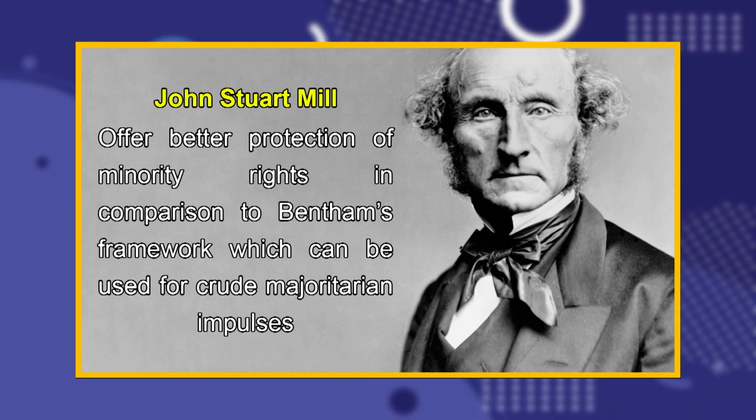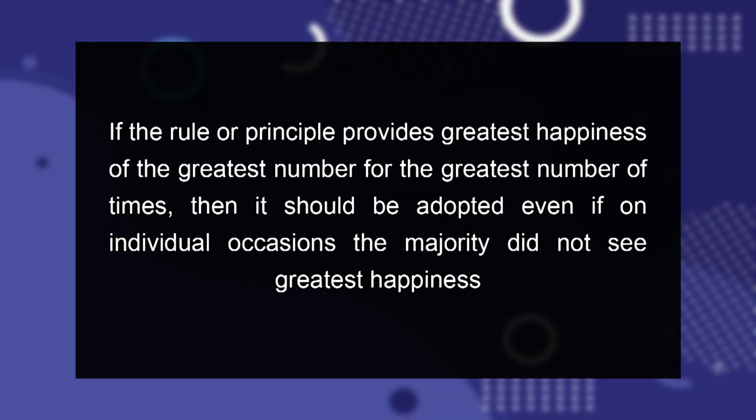Secondly, Mill wanted to offer better protection of minority rights in comparison to Bentham's framework, which can be used for crude majoritarian impulses. So, he argued that the maxim of the greatest happiness of the greatest number should be applied to the rule or principle behind actions rather than actions themselves directly. And if the rule or principle provides greatest happiness of the greatest number for the greatest number of times, then it should be adopted even if on individual occasions the majority did not see greatest happiness.